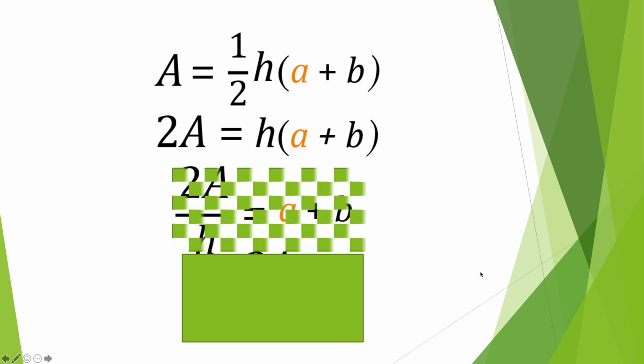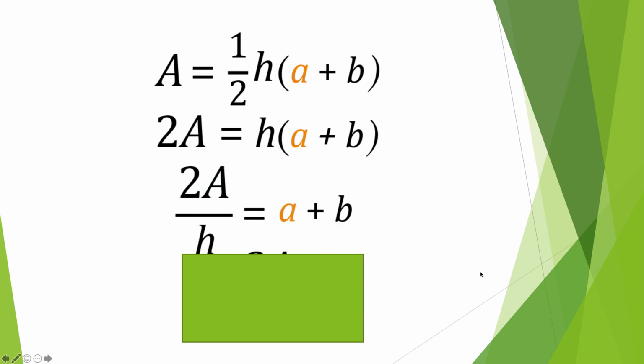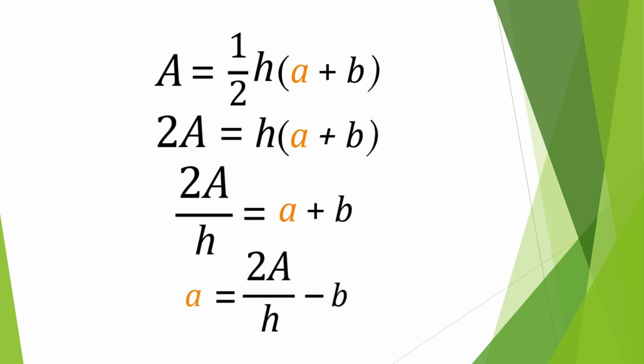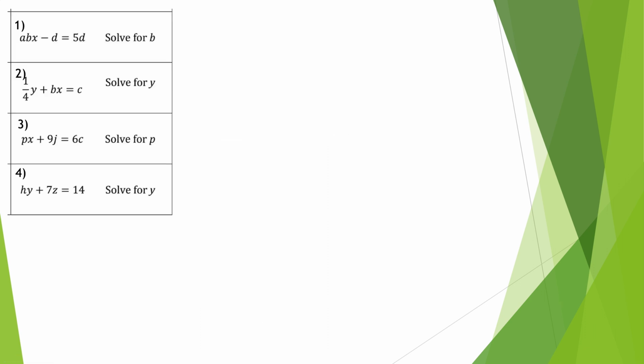Next step, divide by h. Then I get 2a over h equals a plus b. And then whichever one I'm solving for, a or b, looks like a in this case because it's the different color, I just subtract b from both sides and I get a equals 2a over h minus b. So the purpose of that slide was to remind you of what was going on. And now we have 4 to work on. So we're going to do stop and start, and we'll do one at a time. So do the first question, and then we'll proceed.